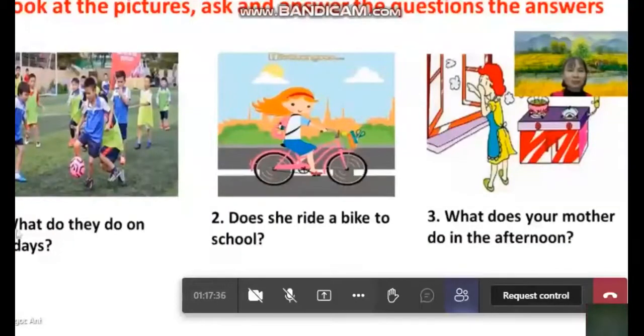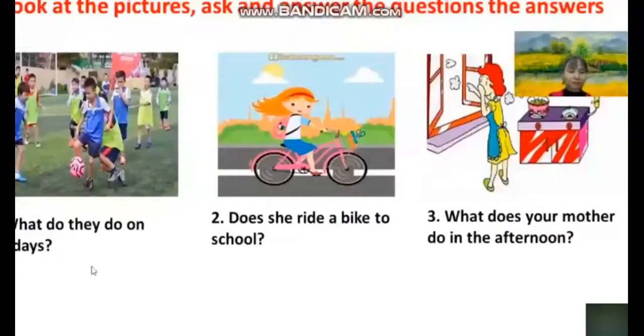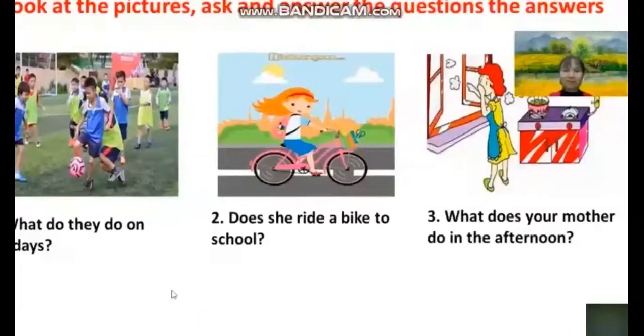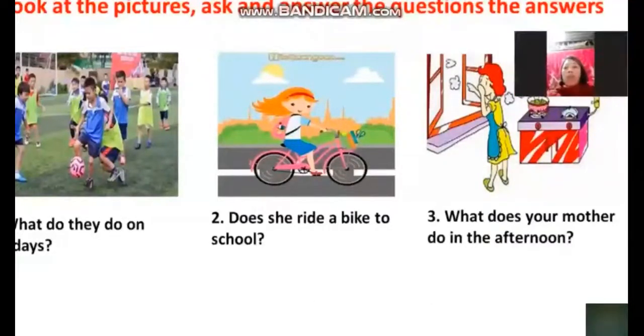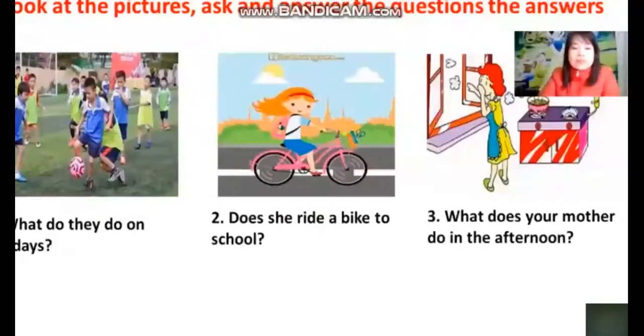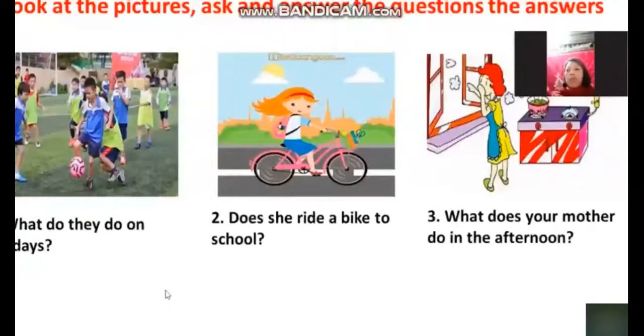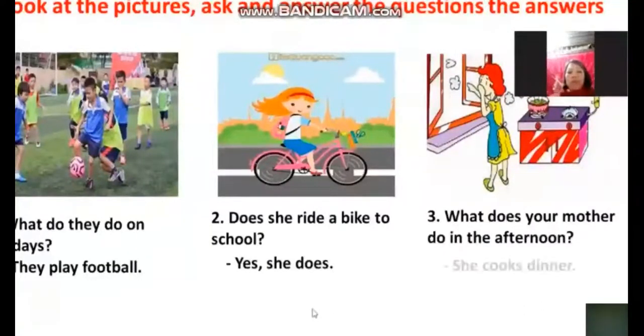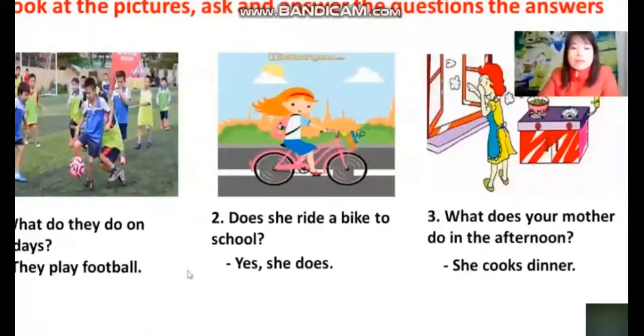I have some questions. Number one, what do they do on Sundays? Two, does she ride a bike to school? Three, what does your mother do in the afternoon? Let's work in pairs. One minute to review. Are you ready? Can you say it aloud? What do you do on Saturday? On Sunday, I play football. Does she ride a bike to school? Yes, she does. What does your mother do in the afternoon? She cooks dinner.